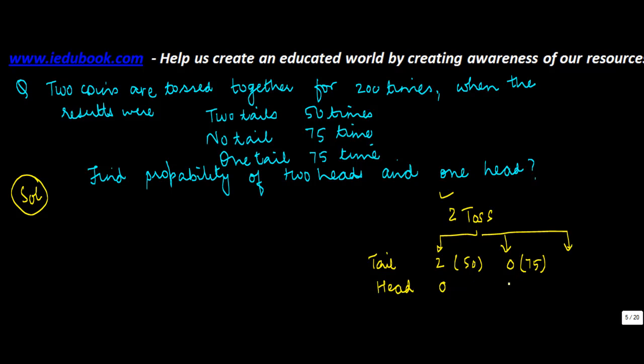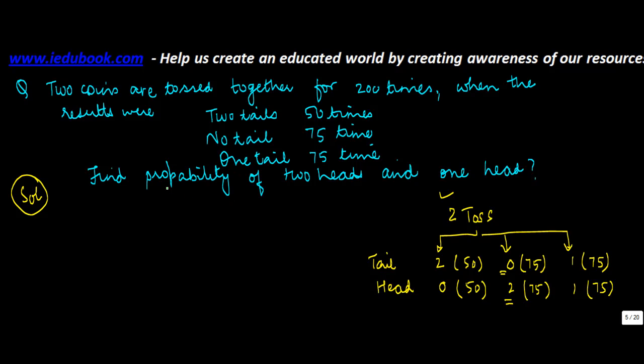So the heads are how many? Both of them have to be head, which is again 75. I mean, having 0 tails is equivalent to having 2 heads. And one tail is 75. Now if you've tossed two coins and got one tail, obviously the other one is head. So in this case also you have 75 heads.